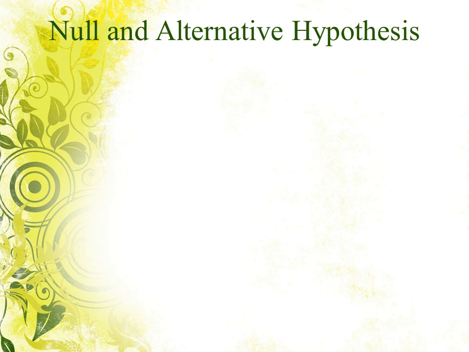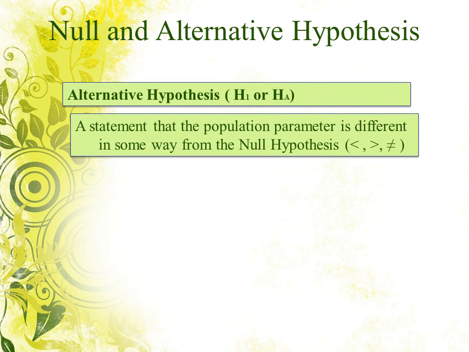Now let's take a look at identifying the alternative hypothesis. The alternative hypothesis is denoted by H sub 1 or H sub A in some cases. We're going to stick with H sub 1, but the text you're reading might say H sub A. In either case, that's the alternative hypothesis, which is a statement that the population parameter is different in some way from the null hypothesis. Recall, with the null hypothesis, we always used equality. With the alternative hypothesis, we're going to use less than, greater than, or simply not equal to.